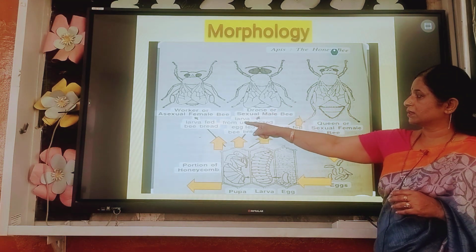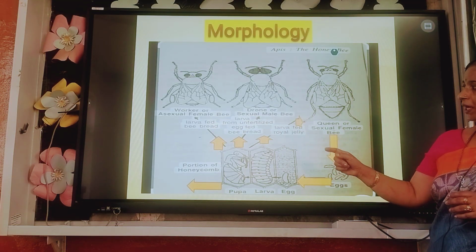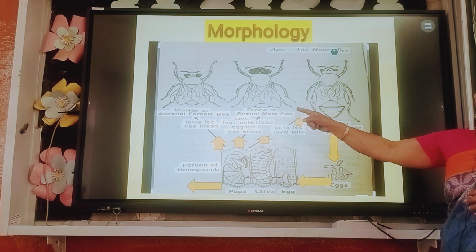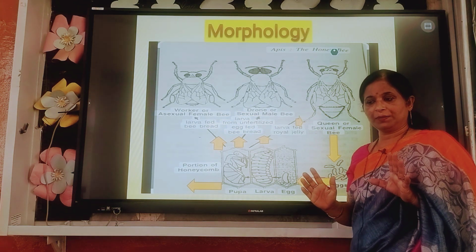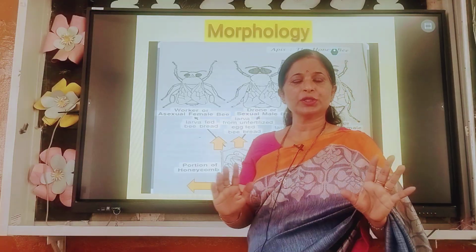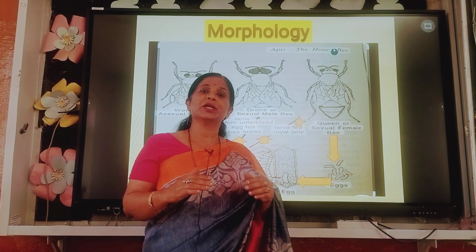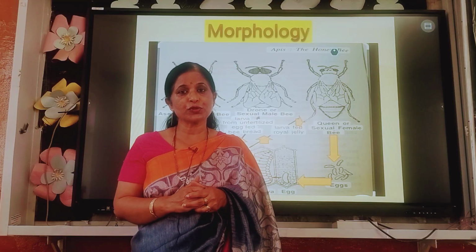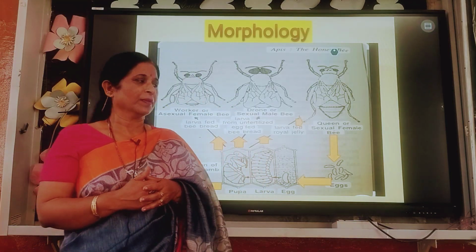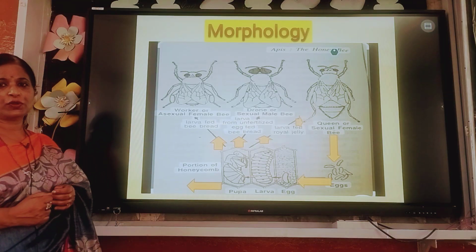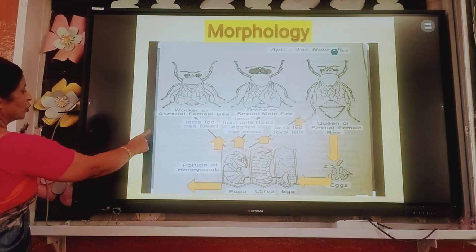And the last one is a larva again feeding on bee bread, that is the asexual female bee, the worker. The worker is the main honeybee performing all the duties. The main function of the queen is only to lay eggs, and the main function of the drone is only to mate with the queen. So this is how you can see the morphology of queen, worker and drone.